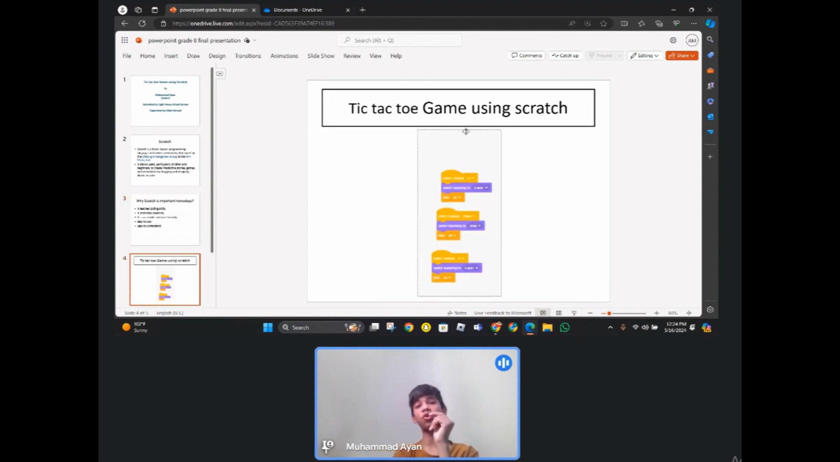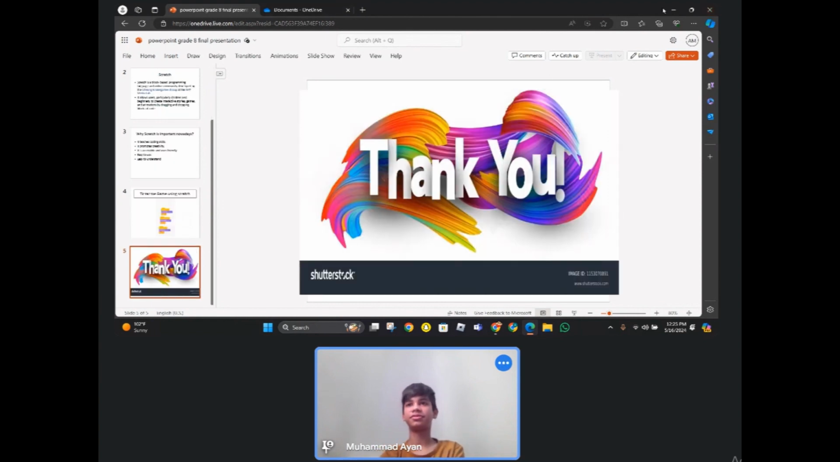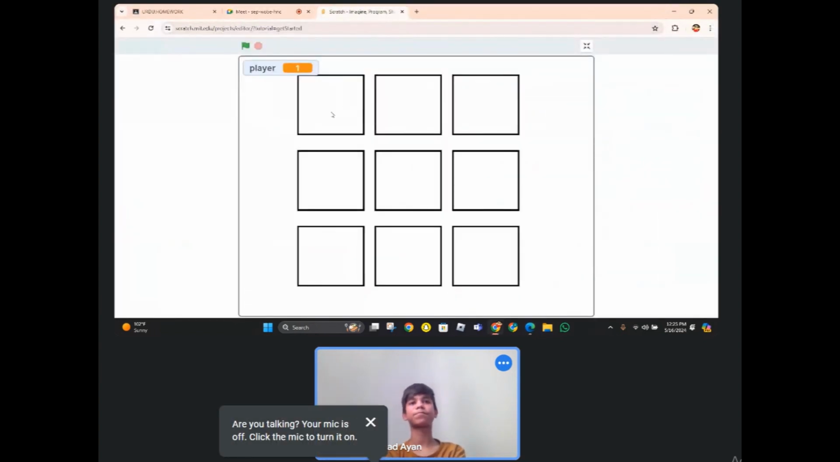Tic Tac Toe game using Scratch. These are called "when I receive" blocks, and these are all called that. This is the Tic Tac Toe game.